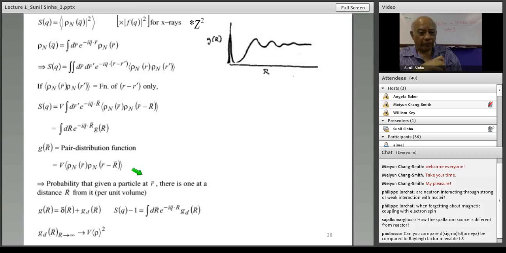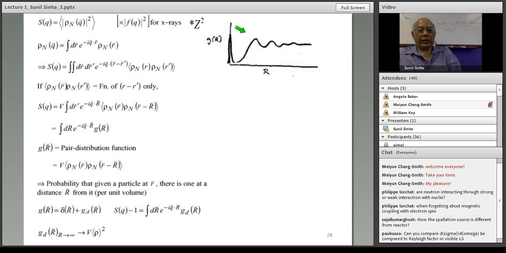Now, of course, here's a plot of g of r, and you can see that if there's a particle at the origin, there's a certainty that there's a particle at the origin, right? So there's a delta function at the origin, because given that there's a particle there, there has to be a particle there in the definition of g of r. So we can break it up into a delta function of r plus g d of r, which is the pair distribution function for other atoms other than the one selected.